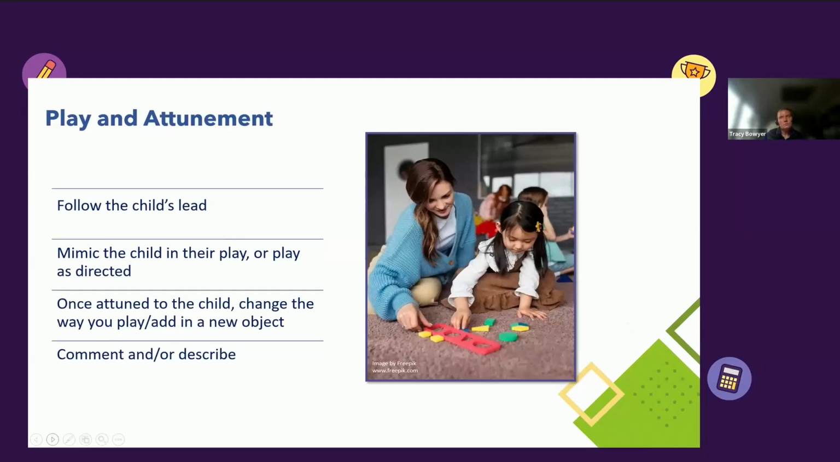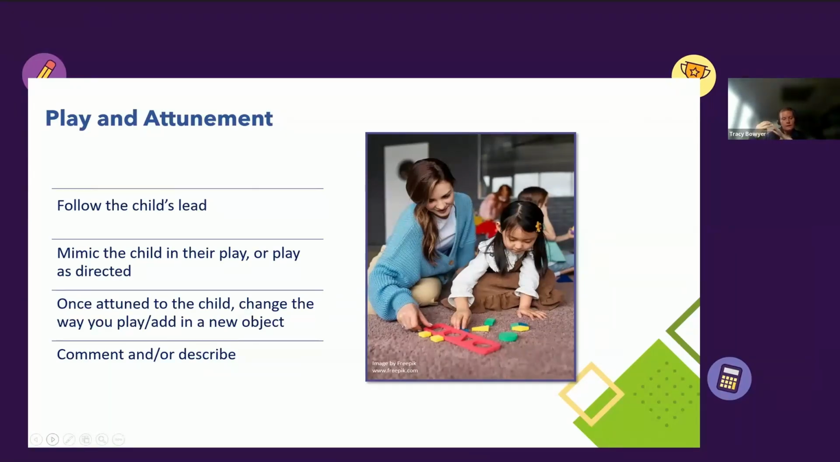Play and attunement is something I found really helpful when I worked in early years settings, and when my little girl was younger and had severe communication and social interaction difficulties. It's a really powerful way to support communication and social interaction.